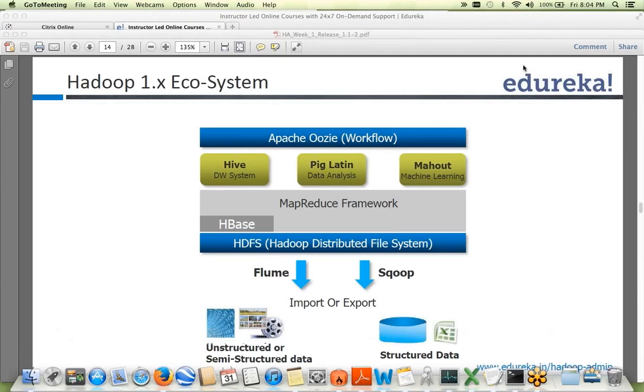So there's a question by Suman that Zookeeper is a scheduling tool, right? Where do we use that? So Zookeeper is not a scheduling tool, but Zookeeper is like a health check kind of tool which is basically used to find out the state, and it helps in synchronizing the state. So we'll see that in 2.x. So Zookeeper is not a scheduling tool.